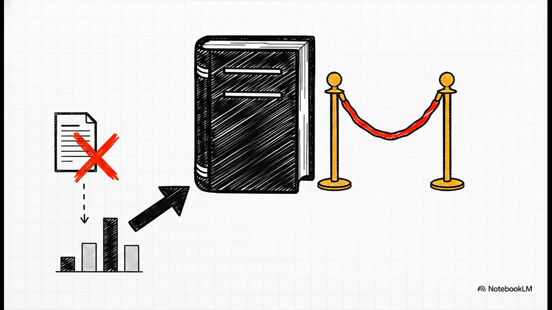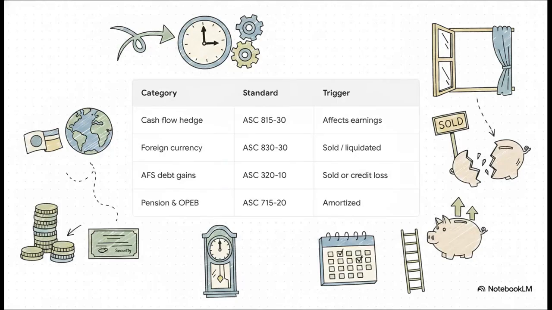No company, no CFO, and no accountant has the power to just choose OCI treatment because they feel like smoothing out their earnings or hiding some volatile loss. No way. Only specific GAAP standards grant that exclusive pass. If the GAAP codification doesn't explicitly designate an item as OCI, it goes straight through net income. Period. End of story. So here they are.